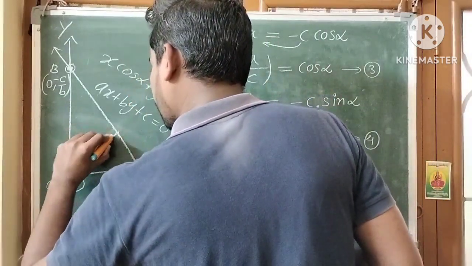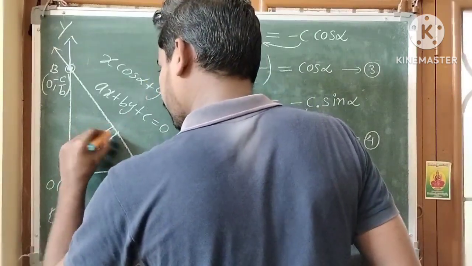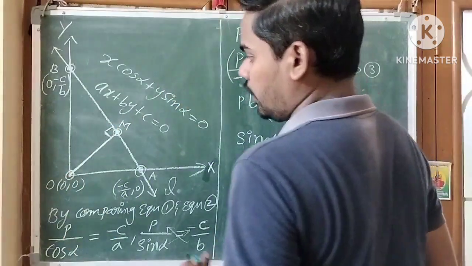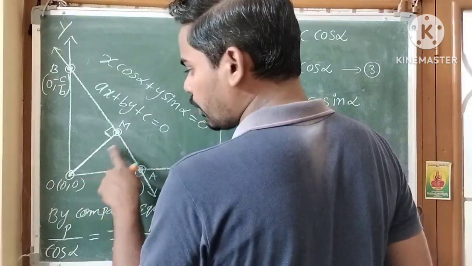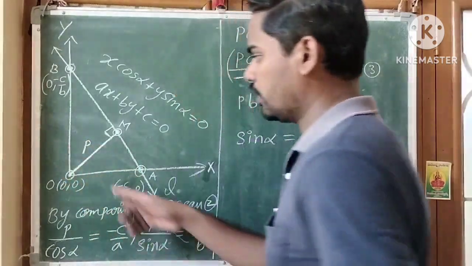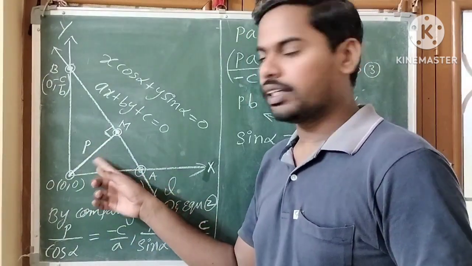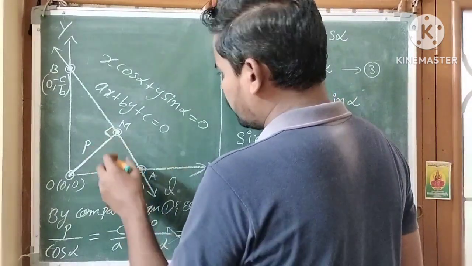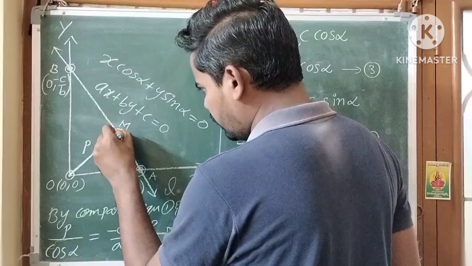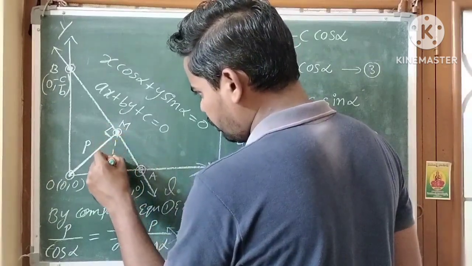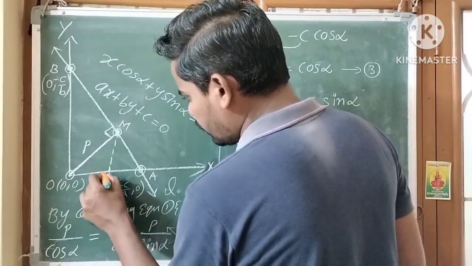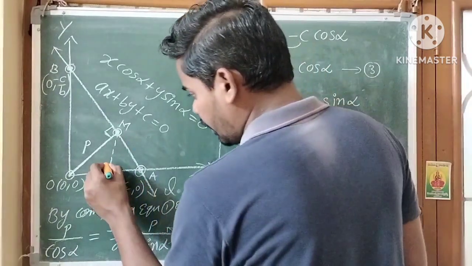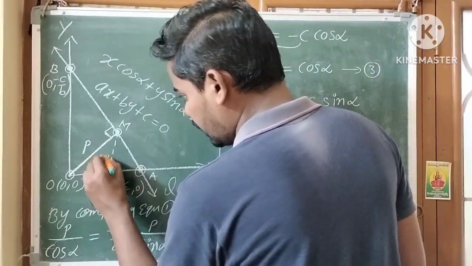This is called the perpendicular OM. Here OM is a perpendicular, and the length of this perpendicular from the origin is p. Then draw a perpendicular on the x-axis from point M. Let it be the line perpendicular MN. This is perpendicular MN, and here the angle is a right angle, 90 degrees.